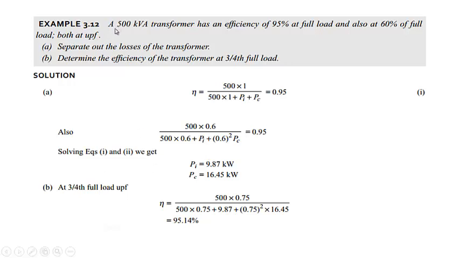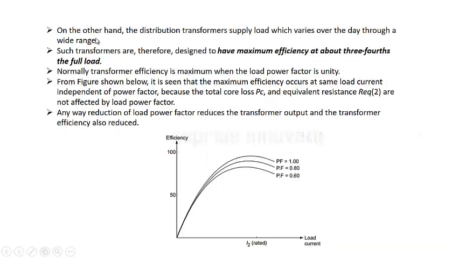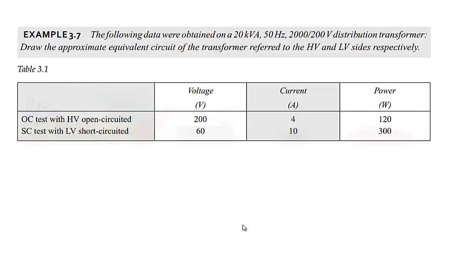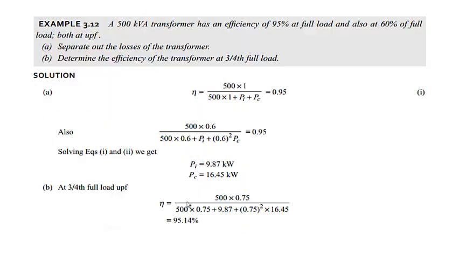Now the second one: a 500 kVA transformer has an efficiency of 0.95 at full load and also at 60% of the full load, both at unit power factor. For example, this is derived from this. If you draw a line from this to this, you can see, let us say this is 0.95 and this is 60% of the load, and this is the full load. That's why we have two values of the same efficiency, because it started from a lower value, goes to the maximum value, and then comes again to a lower value. You can see overhead.